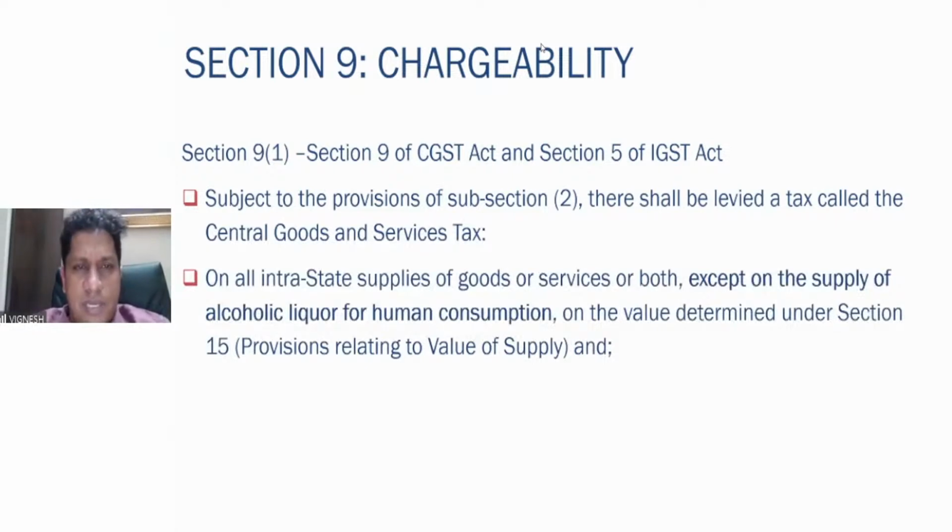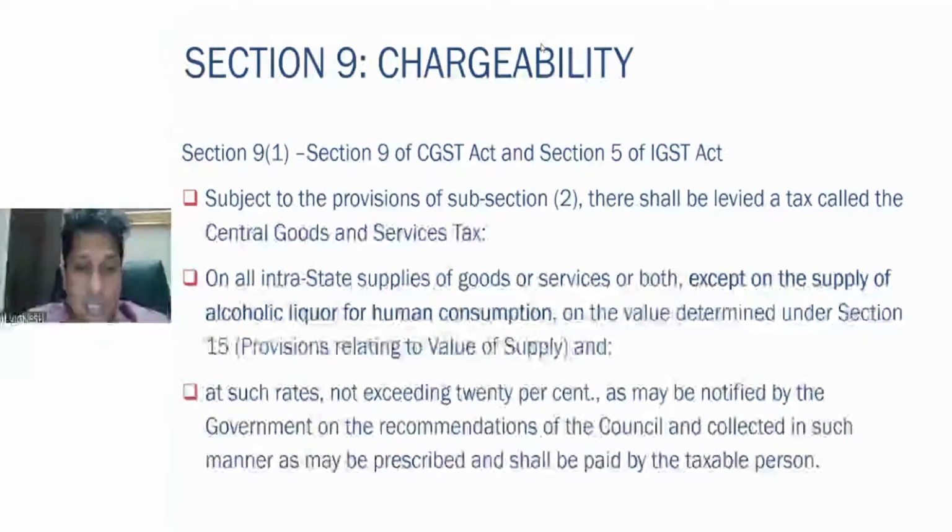So what does it say? Subject to the provisions of subsection 2, there shall be levied a tax known as the central goods and service tax on all intrastate supplies of goods or services or both. On everything it shall be levied except on the supply of alcoholic liquor for human consumption, on the value determined under section 15. Section 15 of the CGST Act talks about value of supply. So how to determine the value of supply is given in section 15. Once you derive that value, on that the GST shall be applicable at such rates not exceeding 20% as may be notified by the government on recommendations of the Council, and collected in such manner as prescribed, and shall be paid by the taxable person.